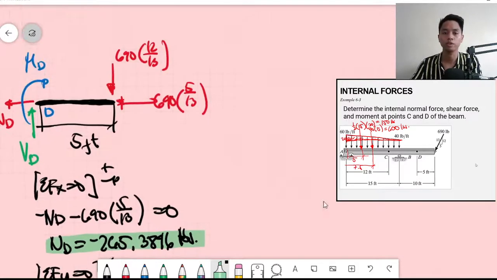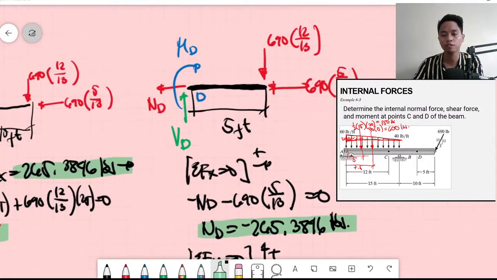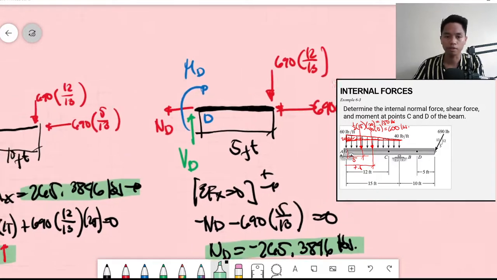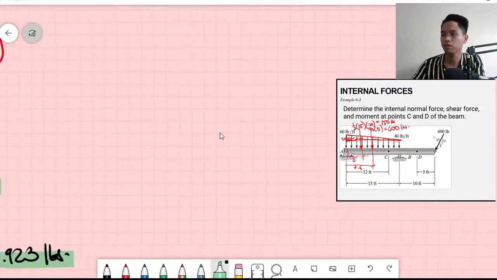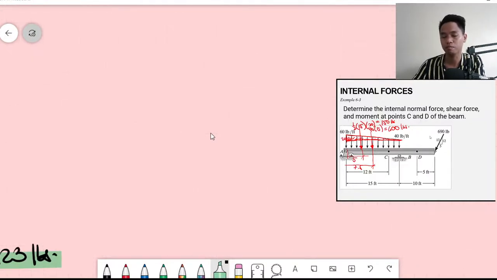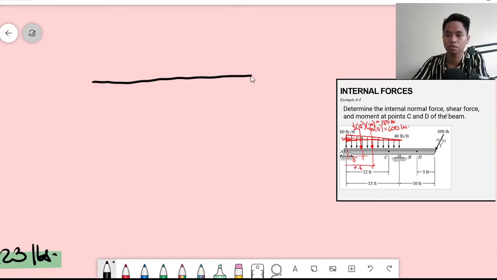Okay, so we already have the internal forces at point D. Now let's go with point C. So which member will you choose there? That's segment AC, or segment C to the overhang here. So AC is easier. Let's take segment AC. So this would be our A, this would be our C. So what are my loadings there?